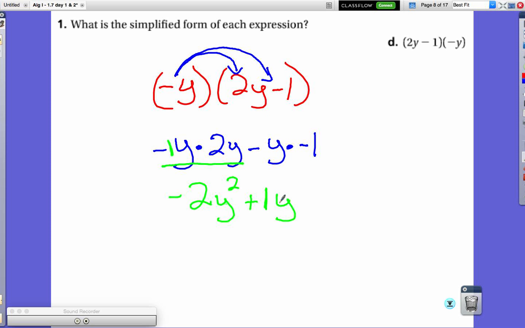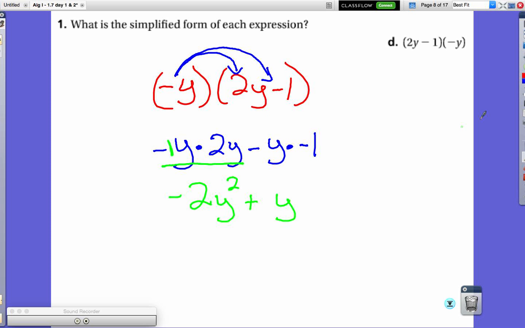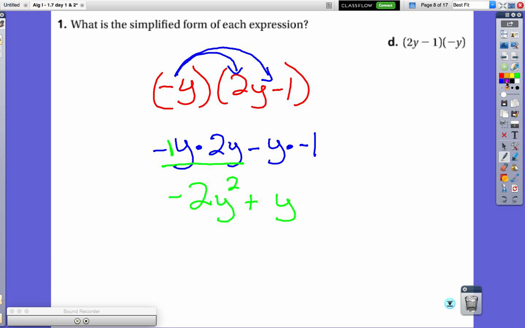We cannot combine these together, and we're going to talk about this tomorrow, that y squared and y are not like terms. So this right here is your answer.